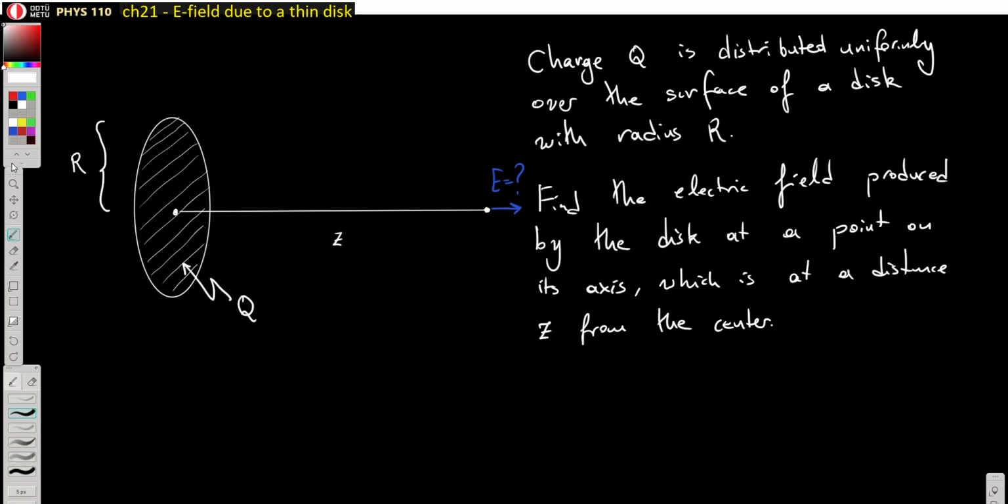This is the uniform disk problem. So we have a charge Q distributed uniformly over the surface of a disk with radius r. I'm going to assume that the disk is thin, which means its thickness is negligible.